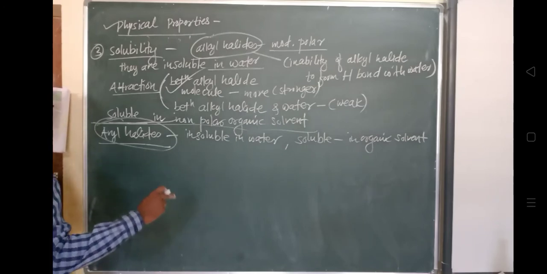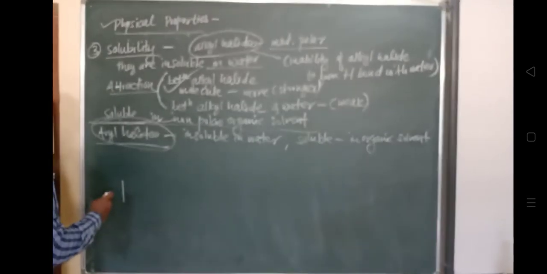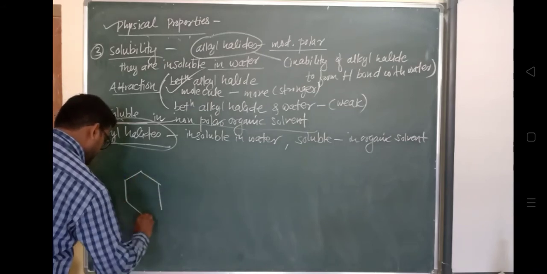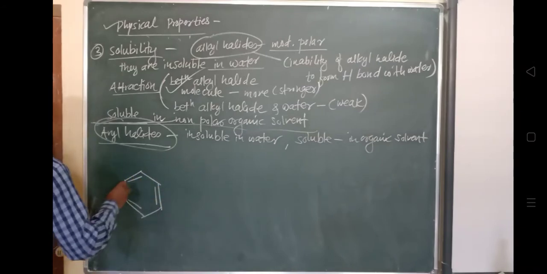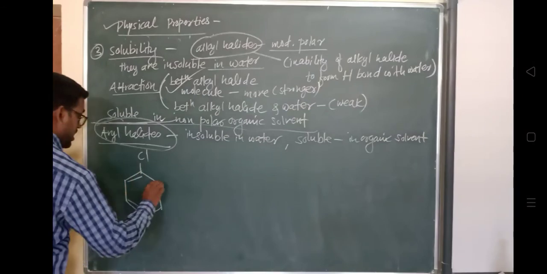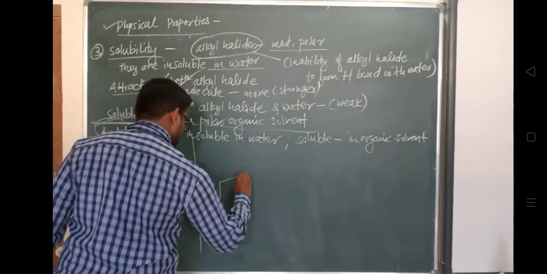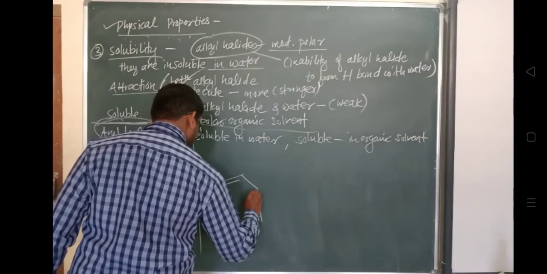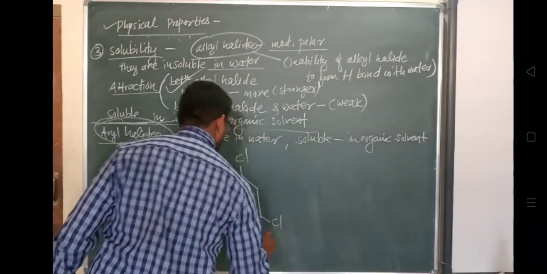Now we'll draw a diagram, and in that you will see about these aryl halides, how in the different aryl halides their melting point is different. Okay, so I will draw first. So this is Cl, and this is Cl. Okay, another one. Third one.